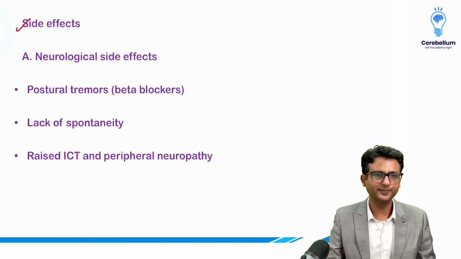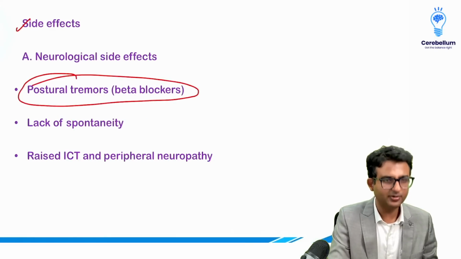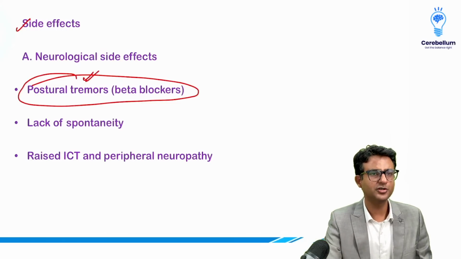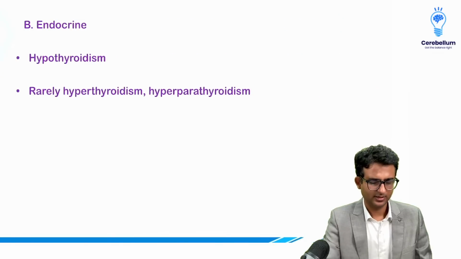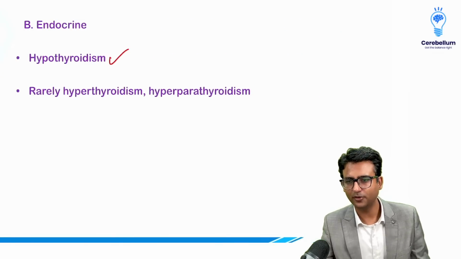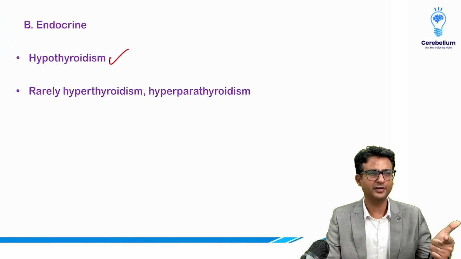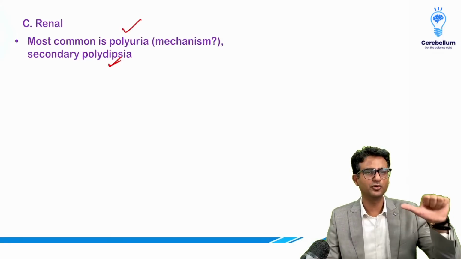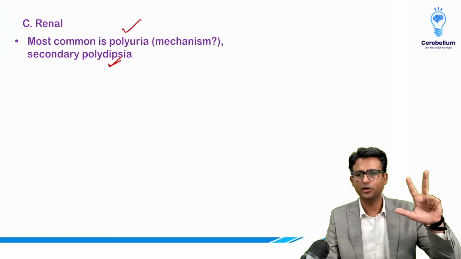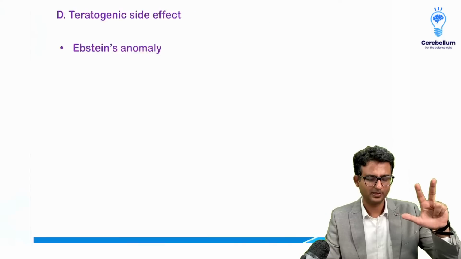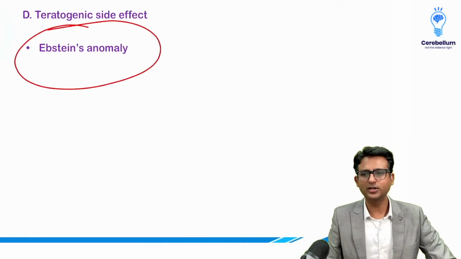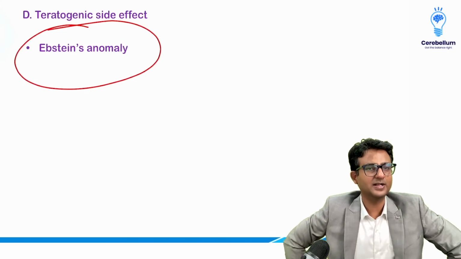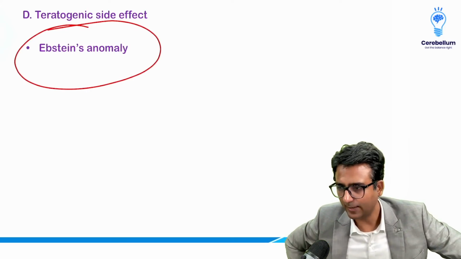What are the side effects of lithium? First is tremors. Postural tremors may happen. Right? This is important. Forget all the rest. Postural tremors may happen. Hypothyroidism may happen. Importantly, postural tremors, hypothyroidism. Polyuria followed by polydipsia. Postural tremors, hypothyroidism, polyuria and polydipsia. And the important one, teratogenic side effect is Ebstein anomaly. During pregnancy, if the mother takes lithium, it can cause Ebstein anomaly.